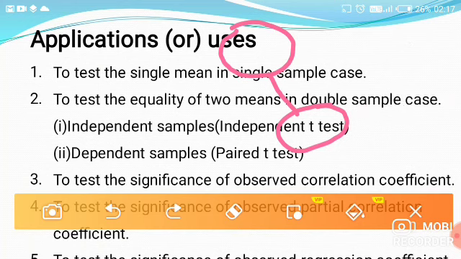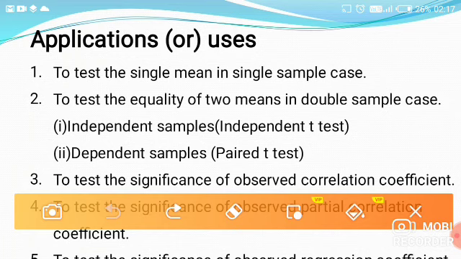Now the second application or use of the student t-test: to test the equality of two means in double sample cases. First case, independent samples, and second case, dependent samples. It is also called the paired t-test.